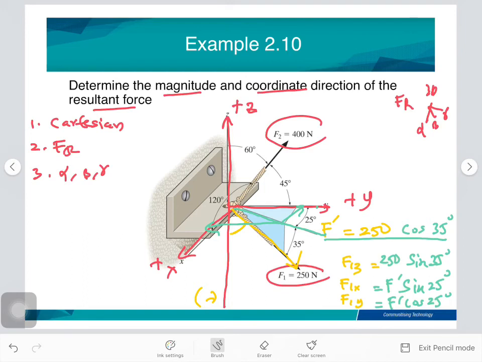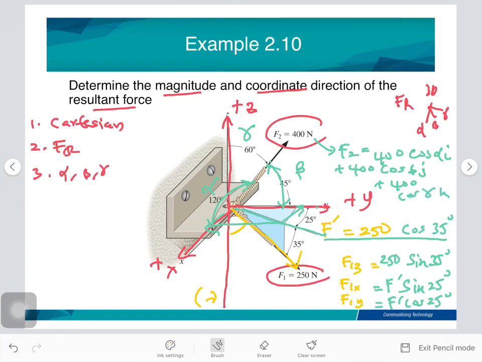So how about F2? F2 here is very easy because the question gives us the angles, but you need to determine what they are. This 120 is from F2 to the x-axis, so this is alpha, 45 degrees. From the force to the y-axis is beta. And this 60 is from the force to the z-axis, so this is gamma. Then you can resolve into Cartesian. F2 is equal to 400 cos alpha i plus 400 cos beta j plus 400 cos gamma k. Right, so that is the first step.